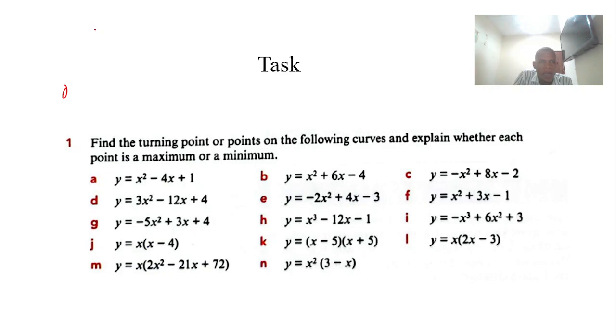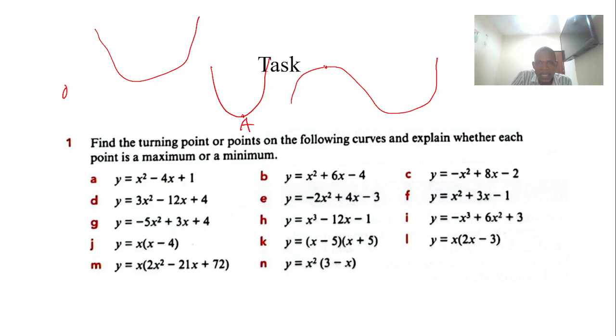For a parabola, it has only one turning point, which is this. Turning point, so that's point A. But for a cubic curve like this, it has two turning points.